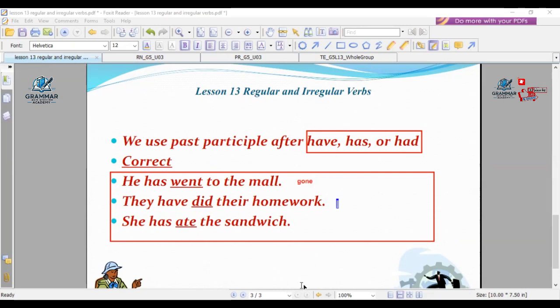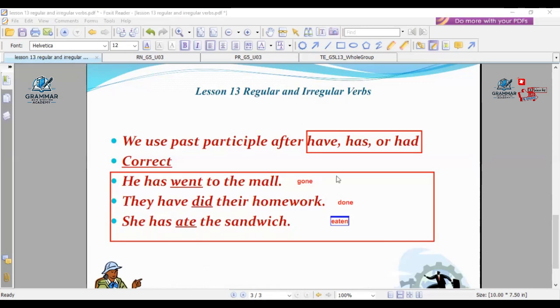They have done. Exactly. It's do, did, done. Why, Mr., does it have to be done? Because I have a helping verb. It's called have before it. The third one, Mu'taz. She has ate the sandwich. She has eaten. Eaten, exactly. So we have to memorize all of these irregular verbs by heart, right or not? Yeah. To be able to answer. Thank you so much, Mu'taz.